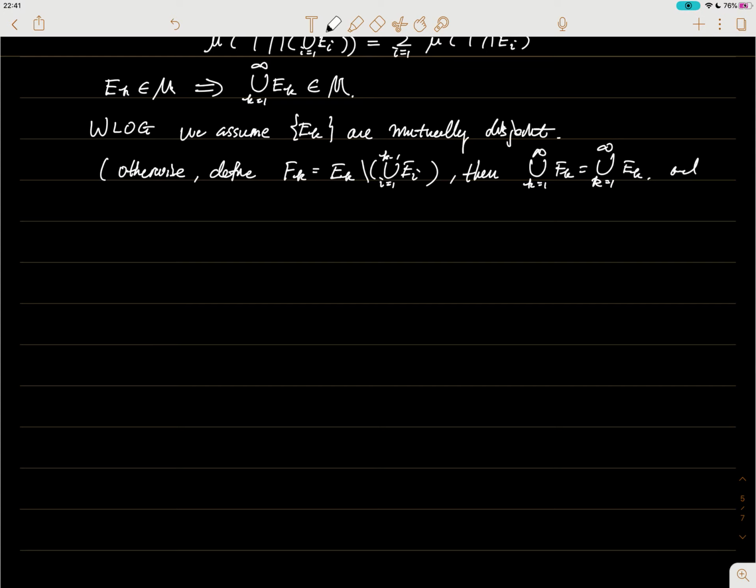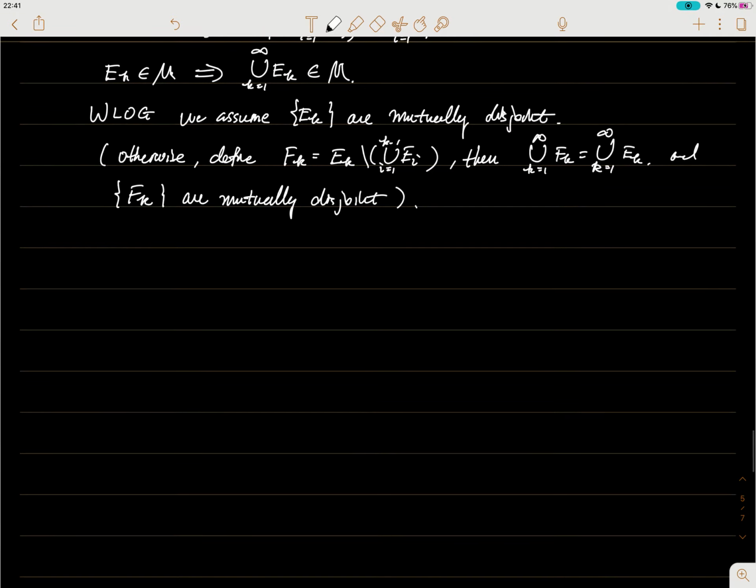So the union of Fk will be the same as the union of Ek, and the Fk's are mutually disjoint, right? So we can always assume that the Ek's are mutually disjoint, since we just need to worry about their union. We just need to show this union is also measurable, right? So we can assume that they're mutually disjoint.